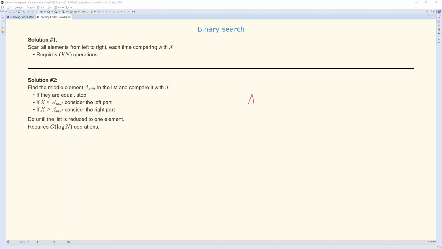So let's write it here. The very important assumption is the array is sorted. If it's not a sorted array, because of the algorithm you will see, binary search will not work. Okay? So with this assumption, one thing I can do is, the first solution would be straightforward.